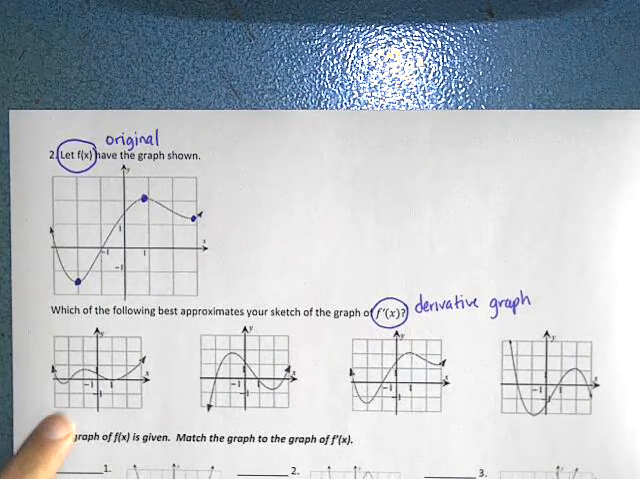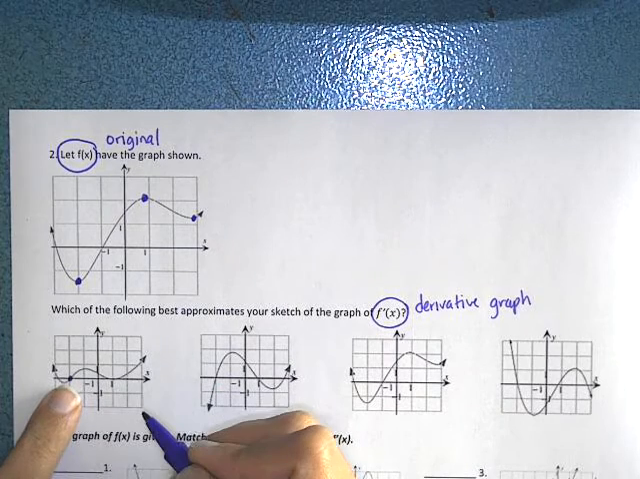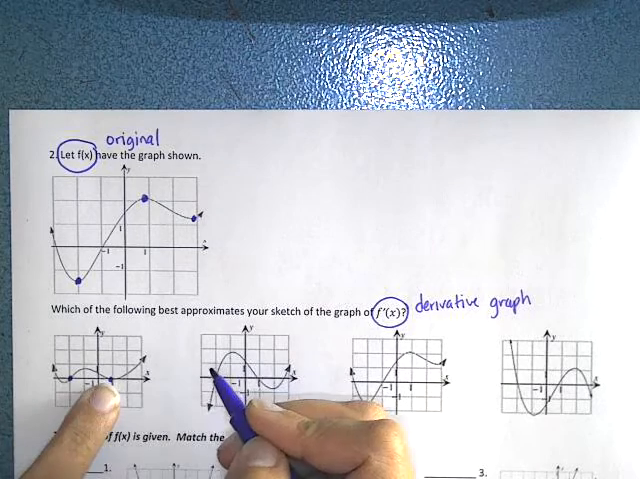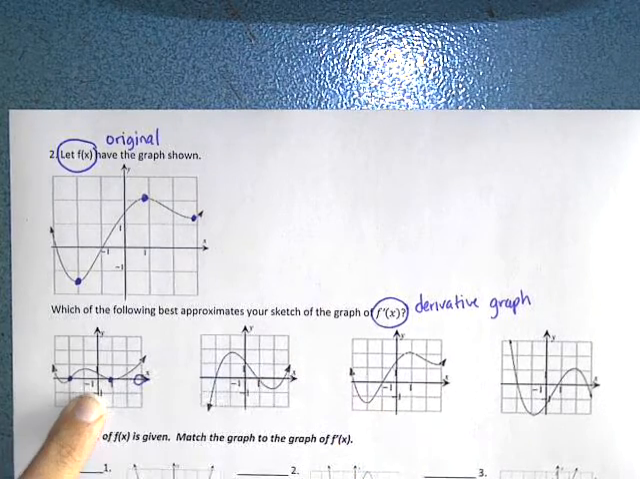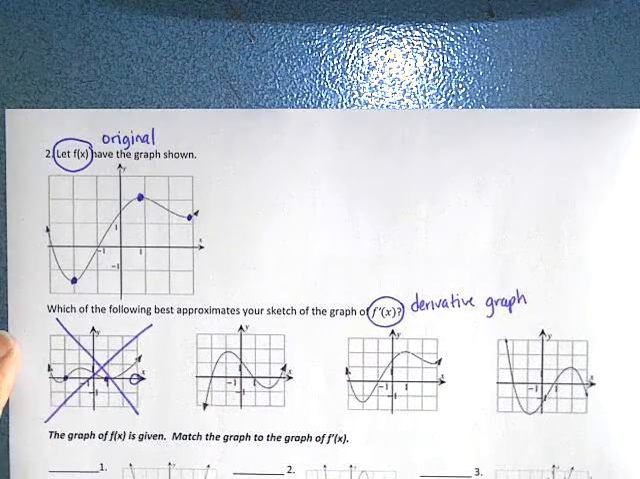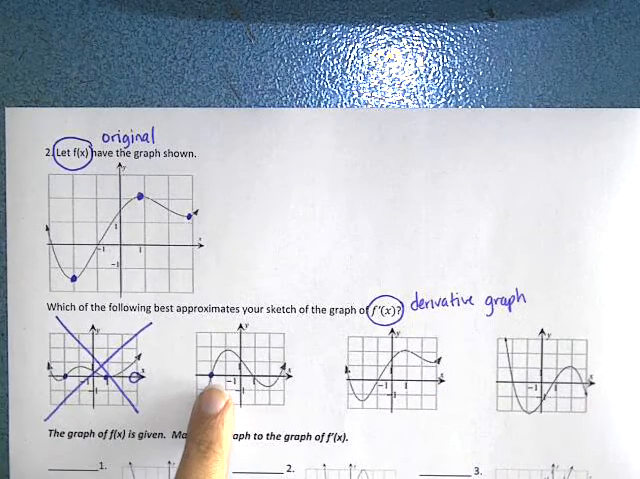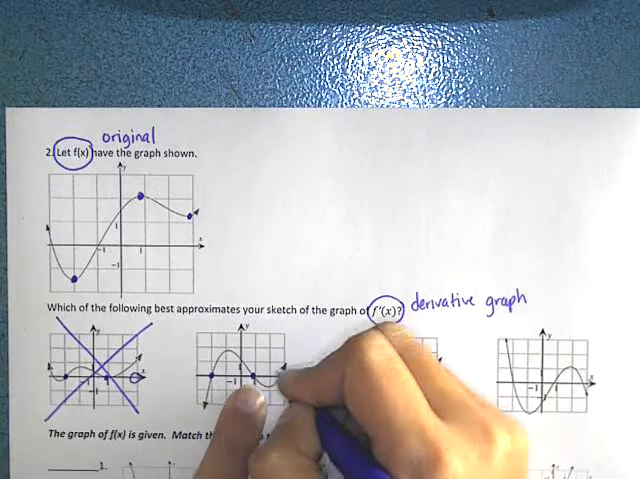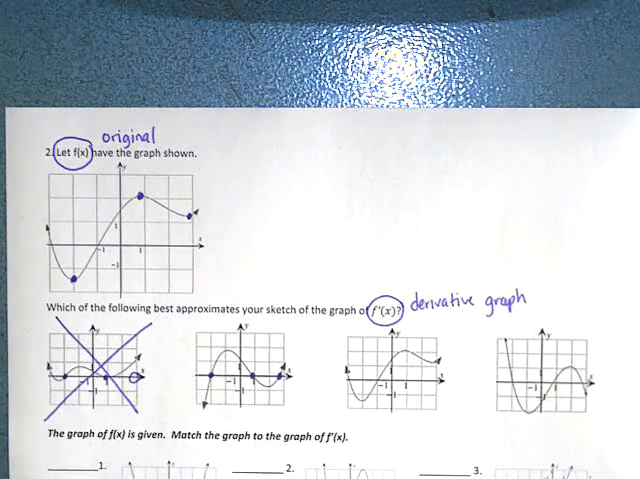So let's look at this graph. Is there an x-intercept at -2? Sure. Is there an x-intercept at a little bit less than 1? Sure. Is there an x-intercept close to 3? No. So this cannot be the graph of the derivative. Let's look at the next one. Is there an x-intercept at -2? Yes. Is there an x-intercept close to 1? Yes. Is there an x-intercept close to 3? Yes. It is still in the running.